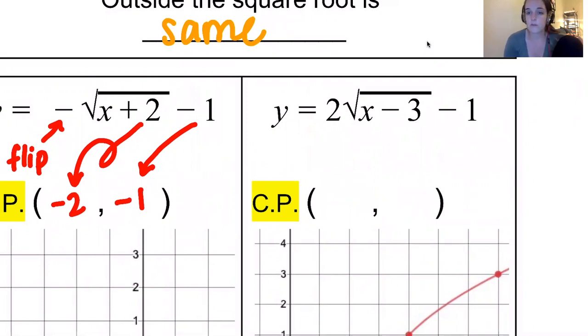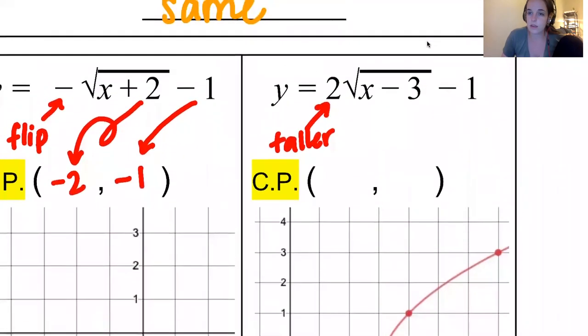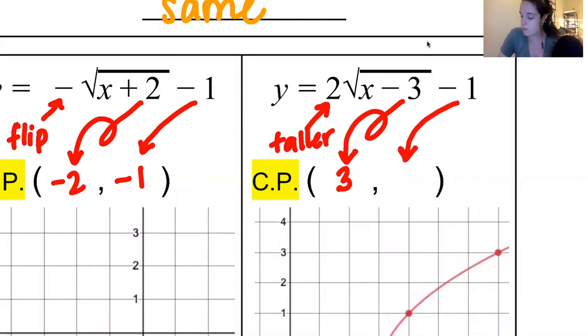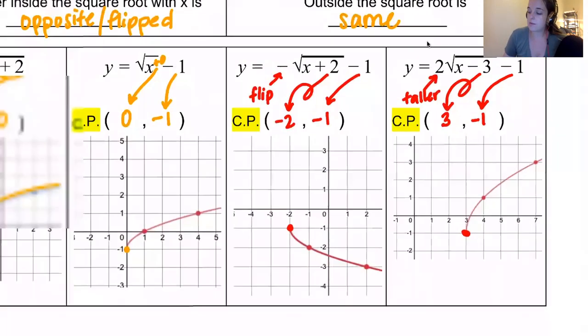Cool, so for this one, the 2 is going to make it taller. We're not super worried about that right now, but we can see that the graph is a little bit taller here. And then next to the x is a -3, so we're going to change that into +3 for our critical point. And then -1 is outside, so it stays the same. So I'm going to write -1 here. So our critical point, our center should be at 3, -1, which we can check over 3, down 1. Perfect, it's at -1.